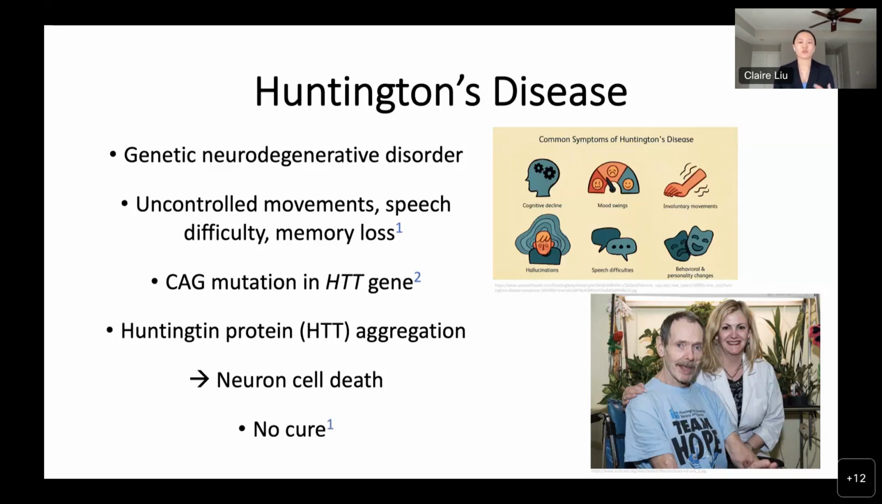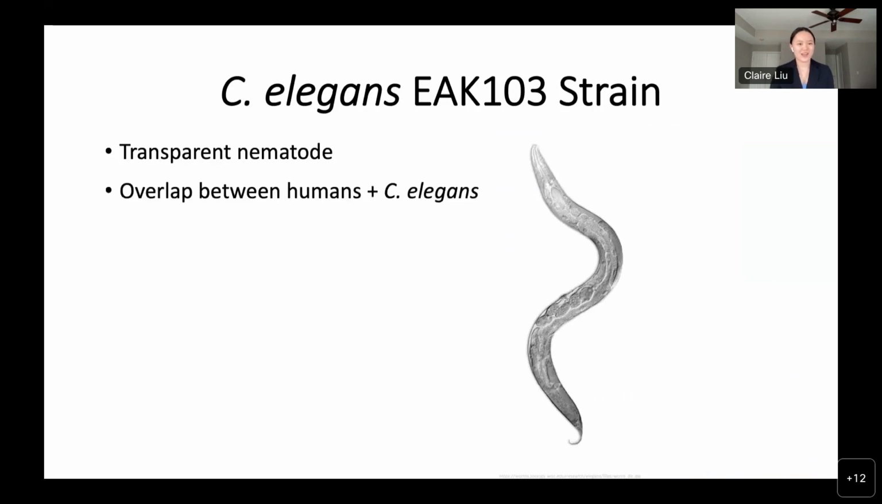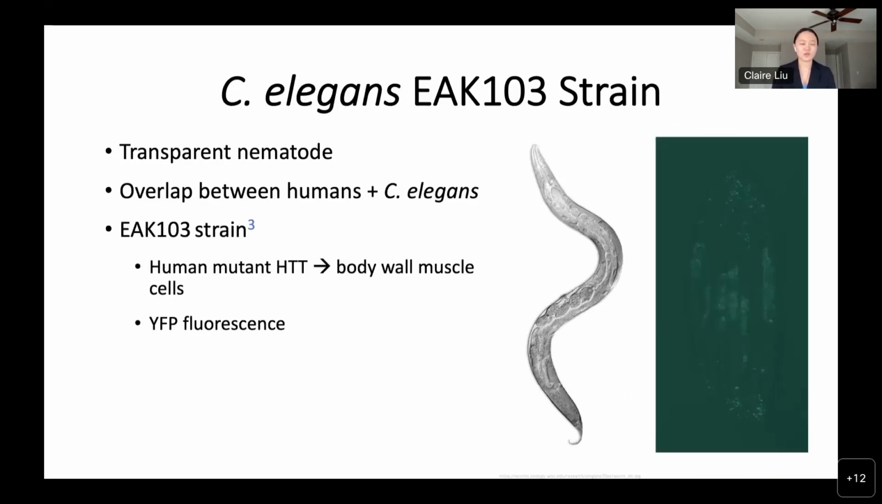But in order to work towards finding one and investigating the molecular mechanisms behind the disorder, we can use the model organism C. elegans, and specifically the EEC103 strain. C. elegans are transparent nematodes, or worms. They look like this, and they're really great to use for model organisms because there is much genetic overlap between humans and C. elegans.